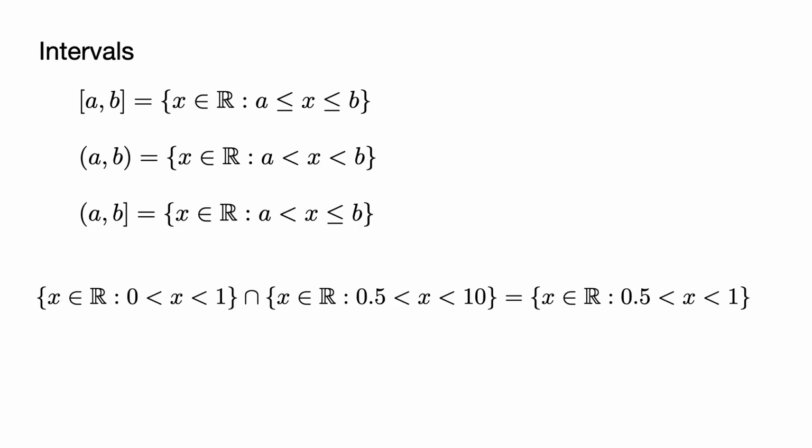So here's our example from before, and now you see using intervals we can make this even more concise. It's the set of intervals [0, 1] intersection (0.5, 10], and that equals the interval (0.5, 10], non-inclusive.